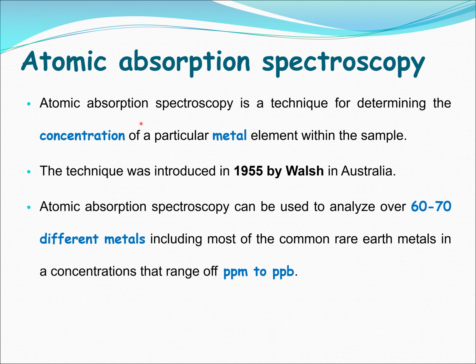Atomic absorption spectroscopy is a technique for determining the concentration of a particular metal element within the sample. The technique was introduced in 1955 by Walsh in Australia. Atomic absorption spectroscopy can be used to analyze over 60 to 70 different metals, including most of the common rare earth metals in concentration range of parts per million to parts per billion.